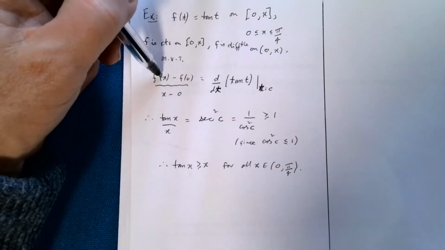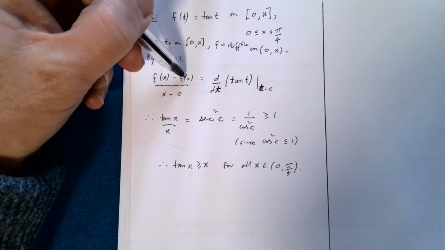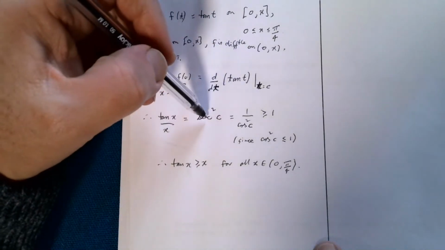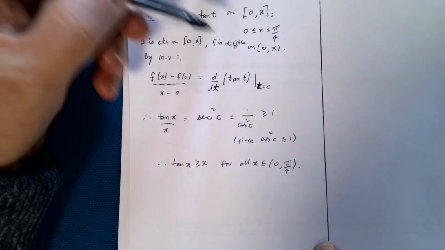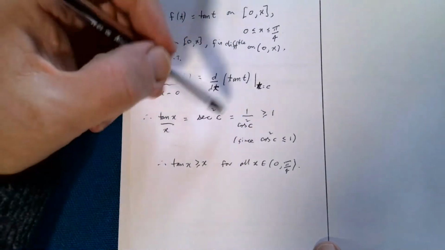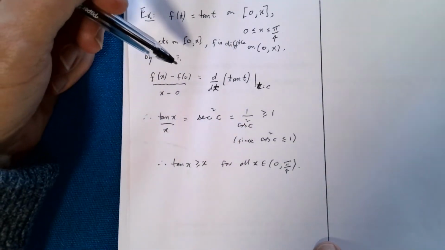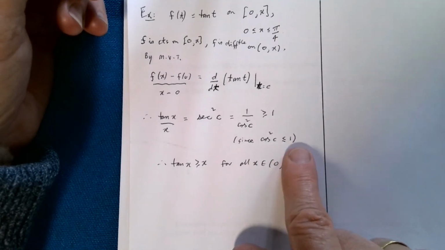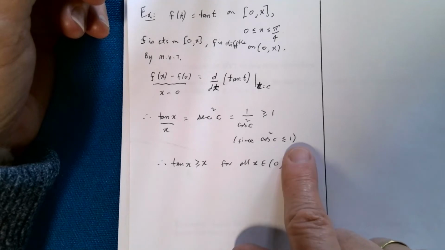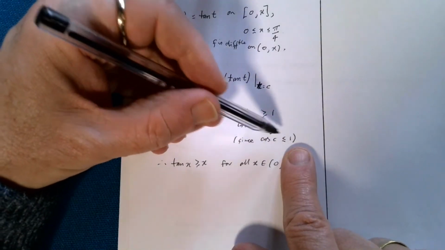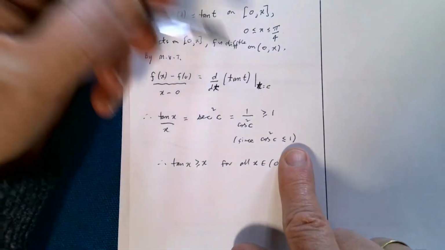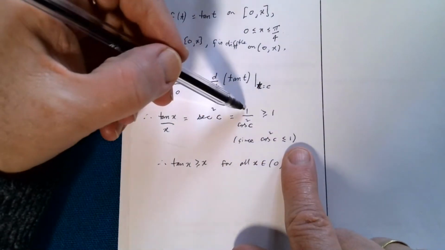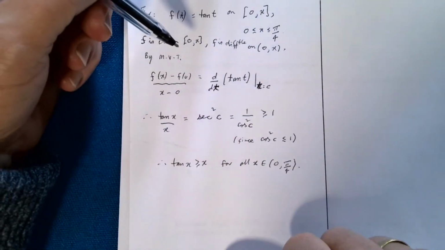Now here, f of x is tan of x, tan of 0 is 0, so again I just get tan x on x, and the derivative of tan is sec squared, and sec, of course, is 1 over cos, so sec squared is 1 over cos squared. Now as before, cos squared is less than 1. It's between 1 and minus 1, but when you square it, it's going to be less than 1. So I can turn both sides upside down. Everything now is positive. Take the reciprocal of both sides, then it's going to change the inequality sign. So 1 on cos squared is bigger or equal to 1.